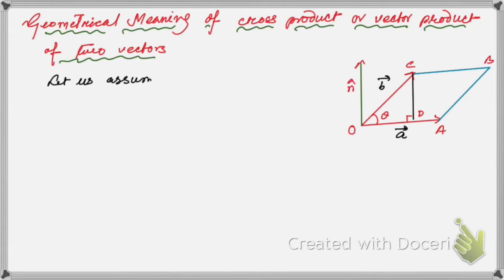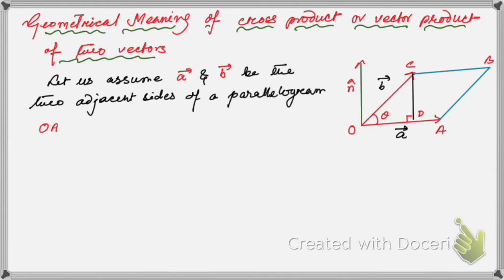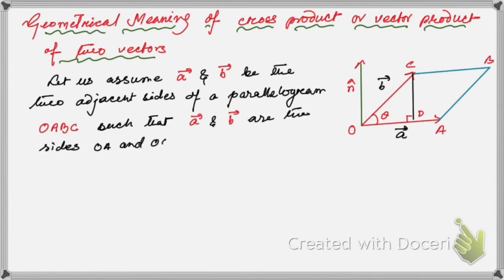So let us assume that vector A and vector B are the two adjacent sides of a parallelogram OABC, such that A and B are represented by the two sides OA and OC of the parallelogram respectively, and CD is perpendicular to OA, and angle COA, this angle, is theta, right?